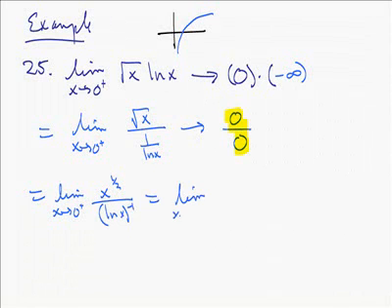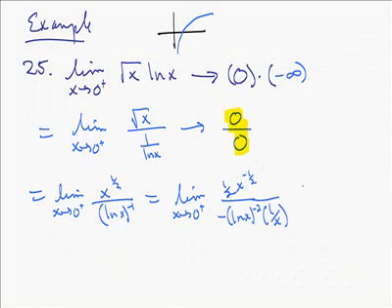limit as x approaches 0 from the right of the derivative of the numerator, that's 1/2 x to the negative 1/2, over the derivative of the denominator, which is negative natural log of x to the negative 2, times the derivative of what's inside, which is 1 over x. Alright, so what does this equal? Then this is 1 over 2 times the square root of x divided by negative 1 over x times natural log of x quantity squared. Alright, and so what does that equal then?